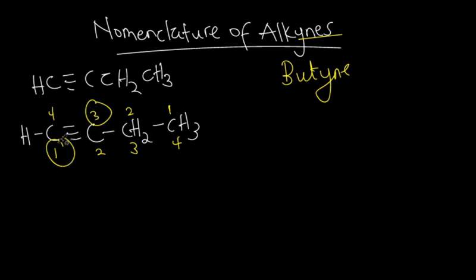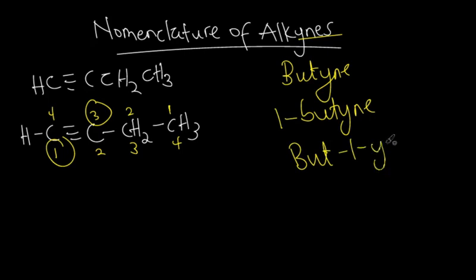So we will choose the one that gives us 1. So the name of this molecule is 1-butyne, or but-1-yne. Okay, so this is the name of this molecule.